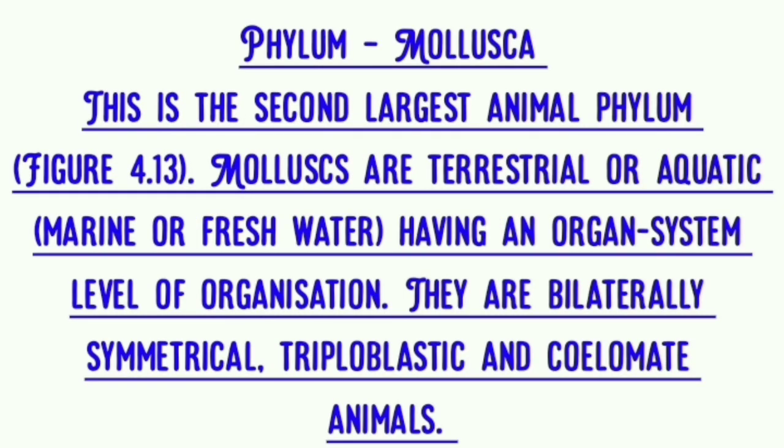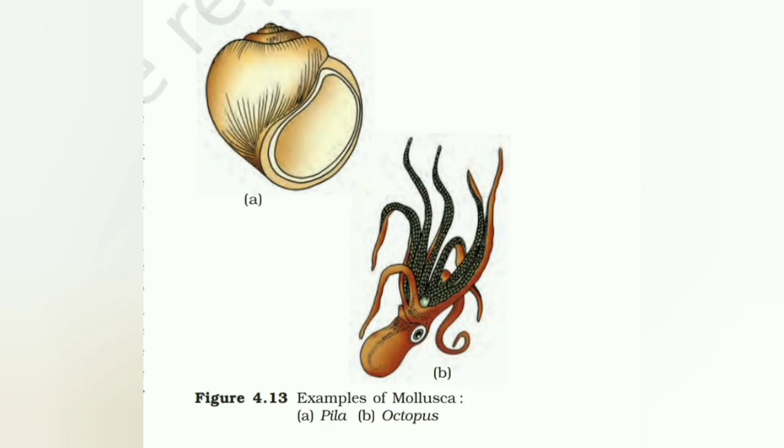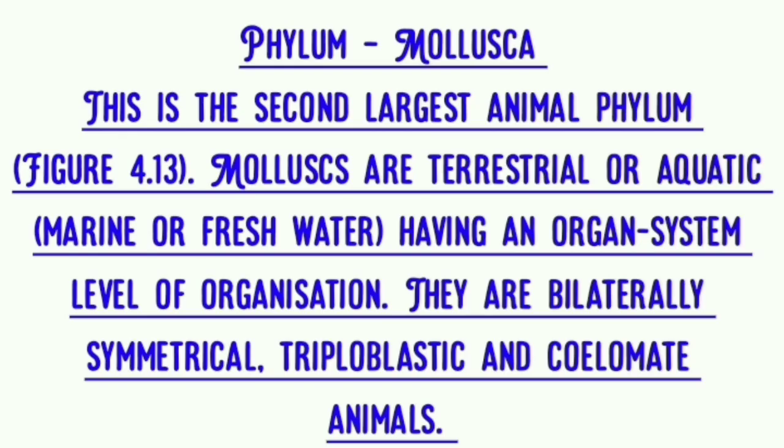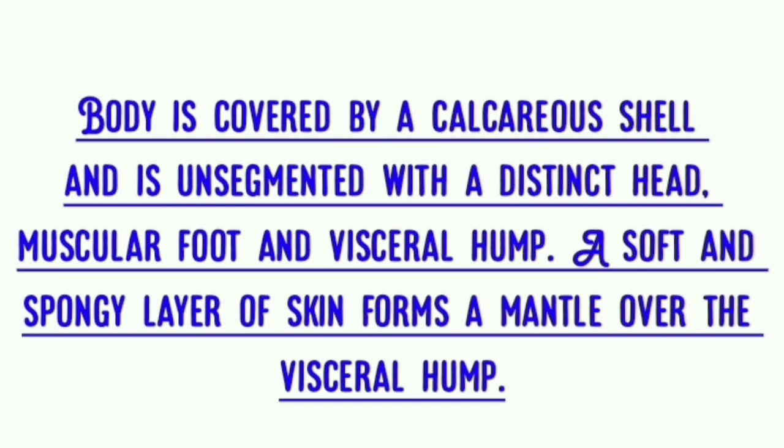Topic: Phylum Mollusca. This is the second largest animal phylum, you can see in Figure 4.13. Mollusks are terrestrial or aquatic, marine or freshwater, having an organ system level of organization. They are bilaterally symmetrical, triploblastic and coelomate animals. Body is covered by a calcareous shell and is unsegmented with a distinct head, muscular foot and visceral hump.